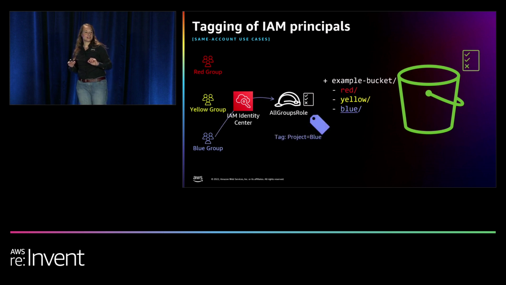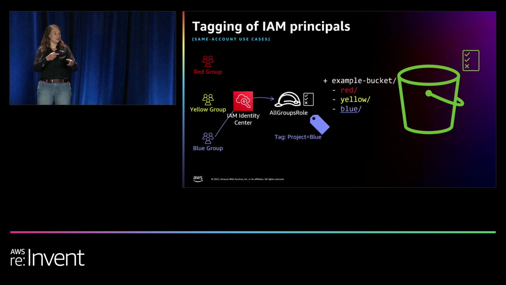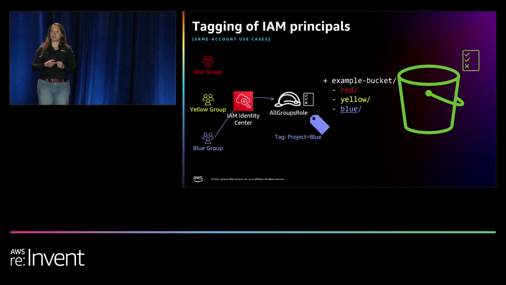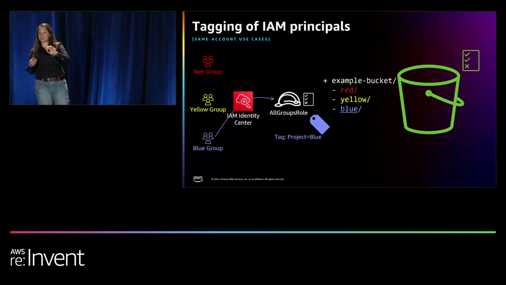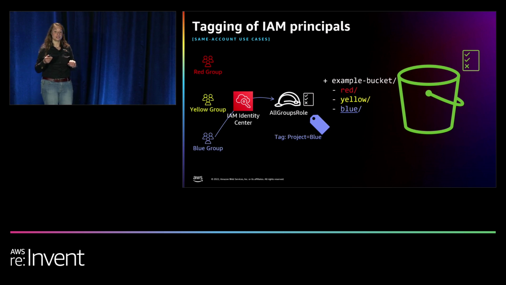Most of these federation solutions, including IAM Identity Center, can be configured to convey some of your directory group membership, like maybe you have users in a group named Blue, into a tag on the session that they have as they enter AWS. So I could configure IAM Identity Center to tag users who are in the Blue group with a tag project equals Blue. And if they're from the yellow group, we tag them project equals yellow. Now I'm only using one role, but it changes tag depending on who's coming in. That's what the federation is doing for me.